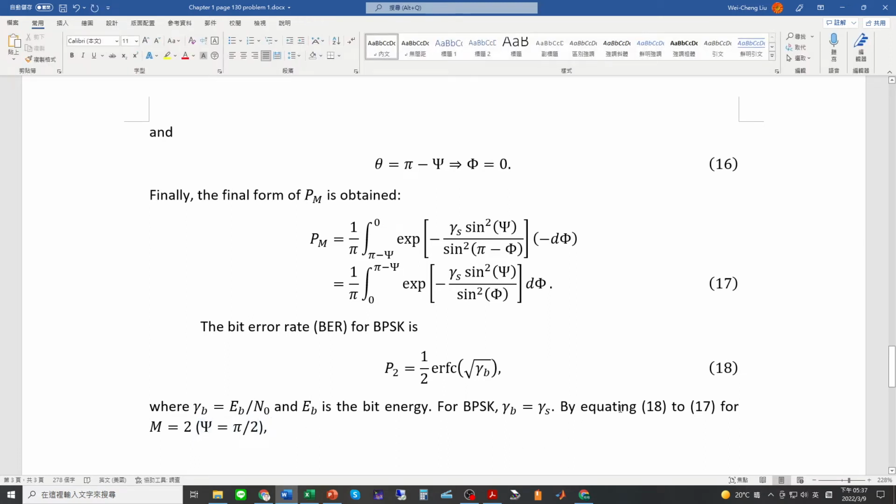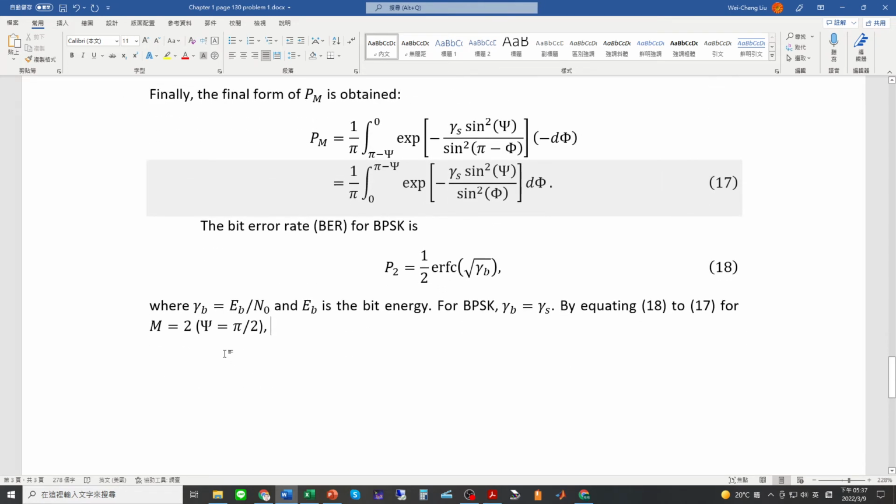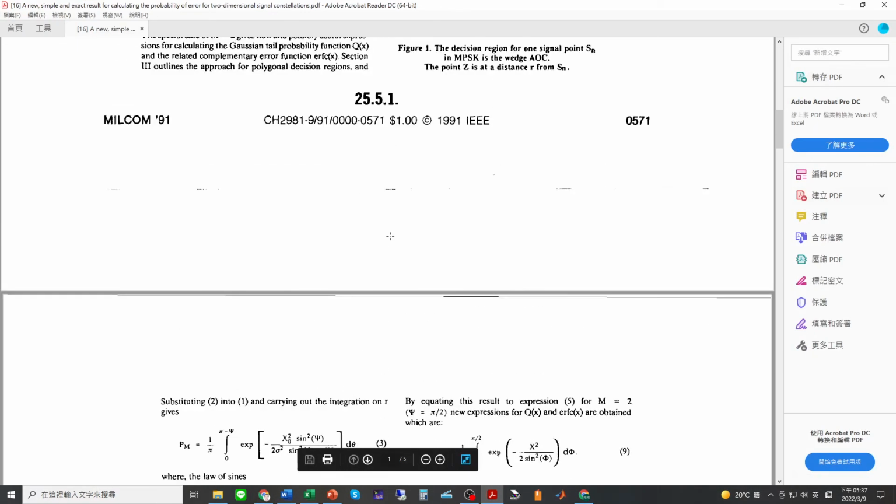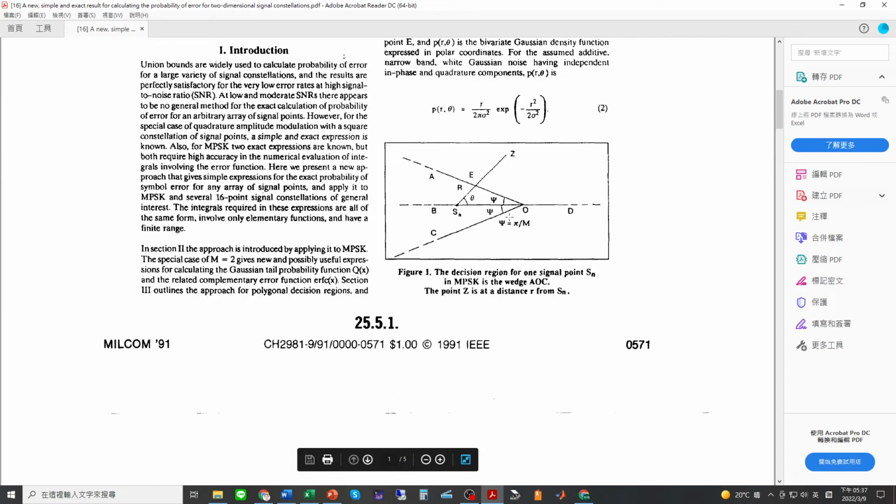Okay, by equating equation 18 to equation 17 for m equal to 2, because we know that BPSK only has two different signals, so m is equal to 2. That is, psi is equal to pi over 2. Do you remember what psi is? Let me show you the definition. Psi is equal to pi over m, in figure 1.